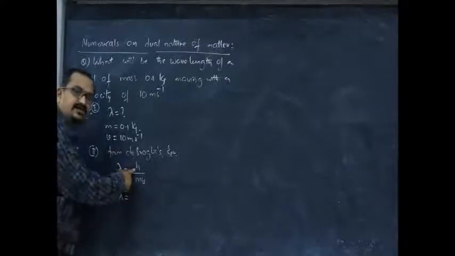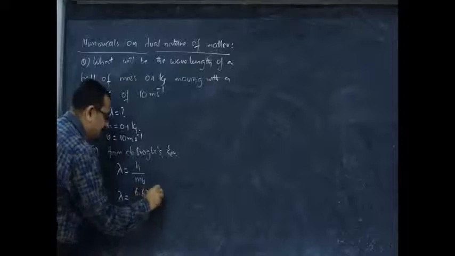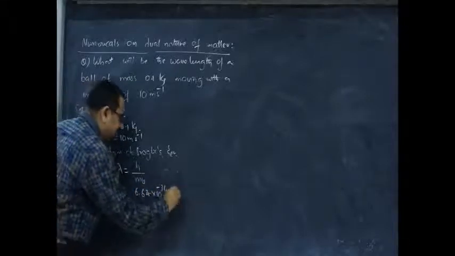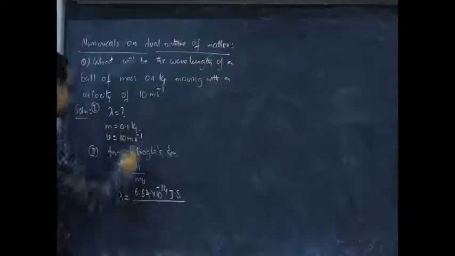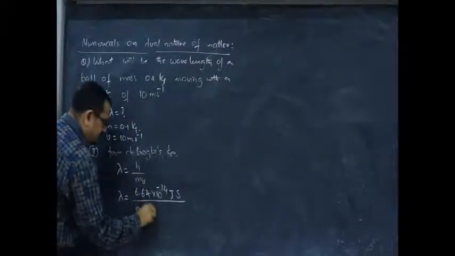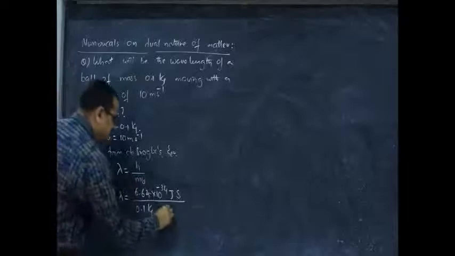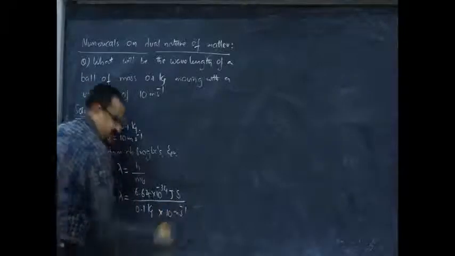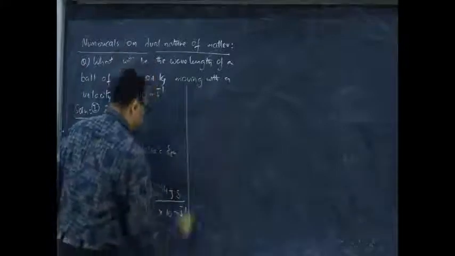We know that the value of Planck's constant is 6.625 into 10 power minus 34 joule second, over the mass of the object, which is 0.1 kg, into the velocity of the object. What is the velocity given? 10 meters per second. Now, here we need to convert something.